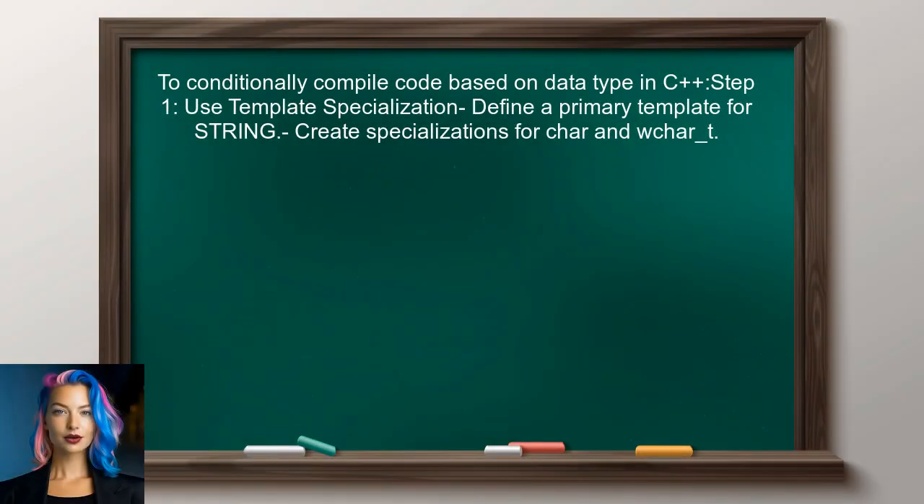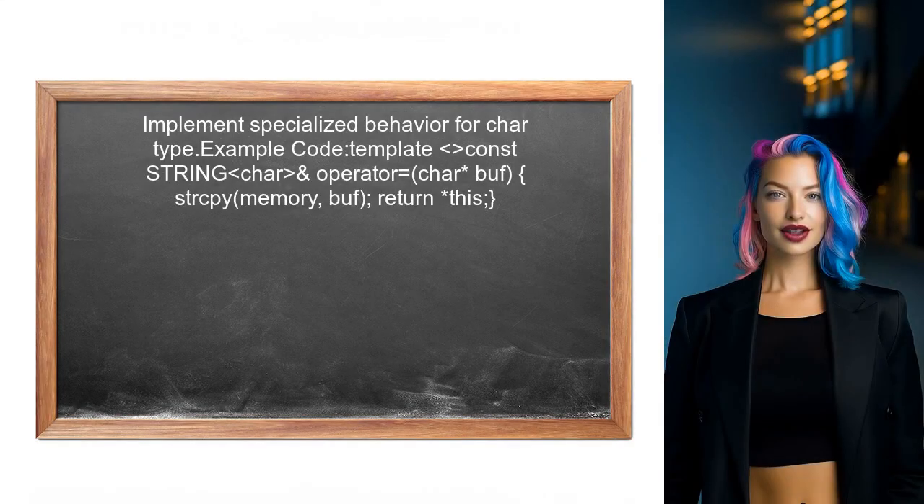To conditionally compile different code based on the data type in C++, the user can utilize template specialization. This allows the user to define specific behaviors for different types. Next, the user should implement the specialized behavior for the char type. This will involve defining a specific version of the operator assignment for char.